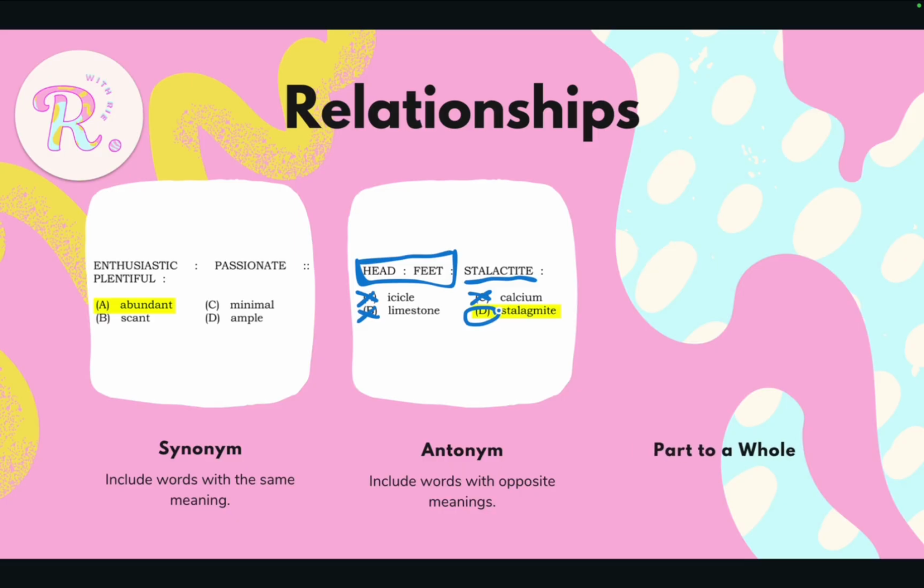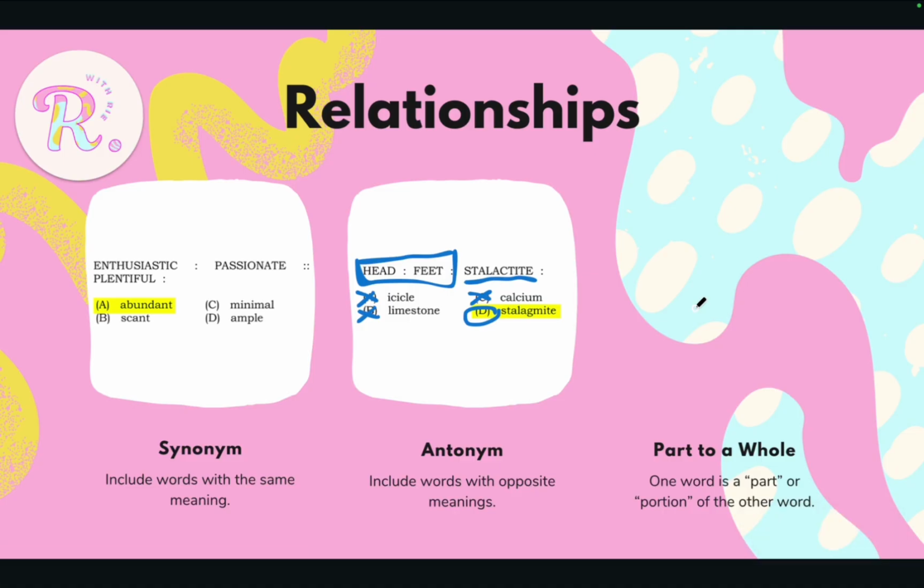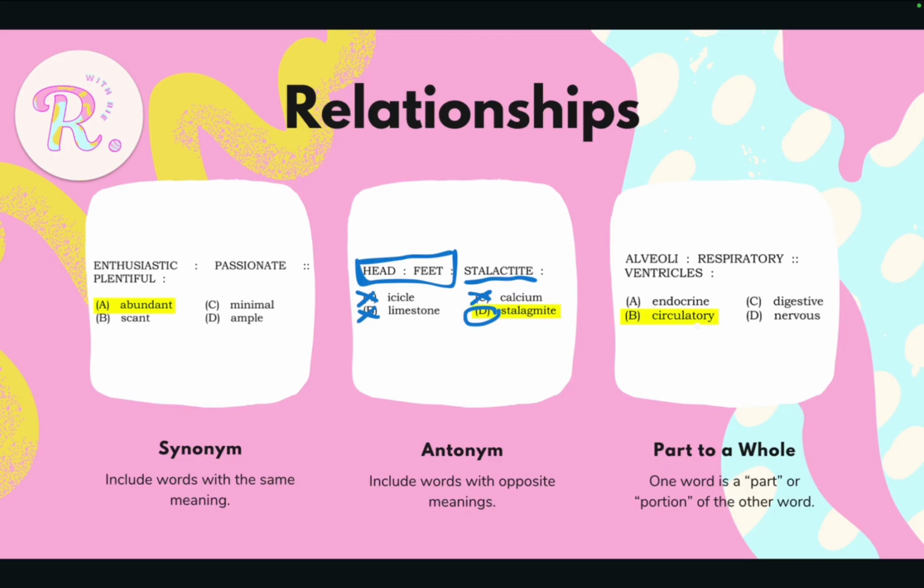So another one that is very common would be the part to a whole or whole to a part type of relationship. So we have here that one word is a part or a portion of the other word. So what is an example of this one? Okay, you have here the first pair, define. Alveoli is to respiratory as ventricles is to blank.